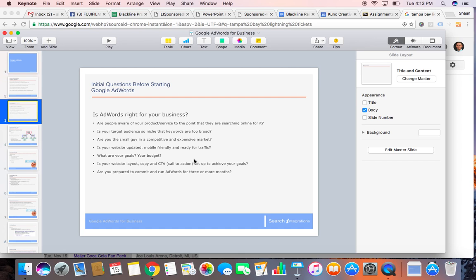Is your website updated, mobile friendly, and ready for traffic? Again, if you want to do well online, your website has to be updated and mobile friendly, since most searches are done on mobile devices. You have to keep in mind what your goals are and what your budget is, and you have to make sure that your website reflects those goals. So again, we talk about a communications objective or a sales objective. So we want to make sure that our website matches what the objectives are.